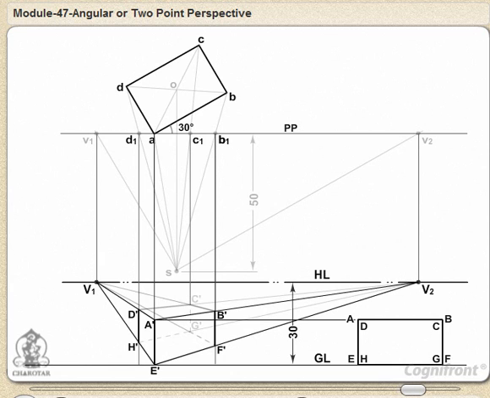Draw lines joining B' and F' with V1 and D' and H' with V2, intersecting at points C' and G' respectively. They must lie on the vertical line through C1. Note that lines meeting at G' are all hidden and therefore are shown dotted.